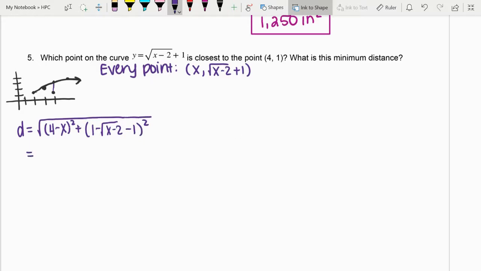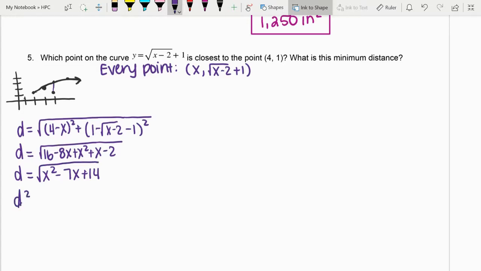So if I simplify that a little bit, I'm going to end up with the square root of 16 minus 8x plus x squared plus x minus 2. Let's keep going. So the distance is equal to the square root of x squared minus 7x plus 14. Okay, so now I'm actually going to square both sides. So I have the distance squared is equal to x squared minus 7x plus 14.